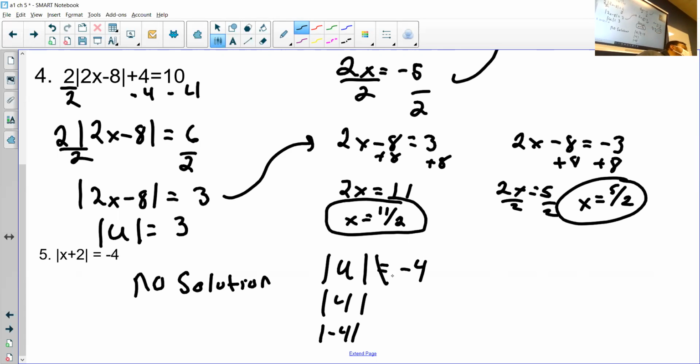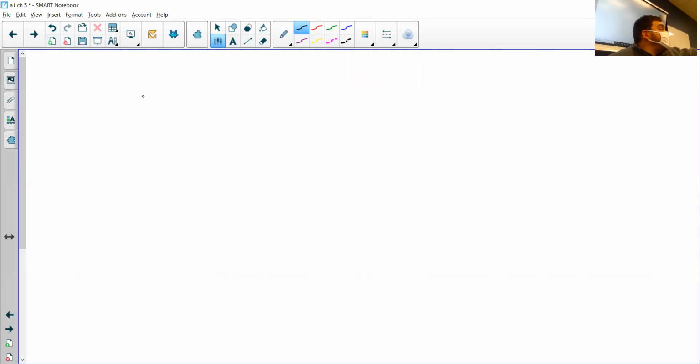Where he said negative 4, if there's a negative on the other side of the absolute value, it's automatically no solution. I want you to know the difference. Let's say you have something like this. Guys, please pay attention to this. Please write this down. Let's say I had negative 2 times the absolute value of x plus 3 equals negative 4.